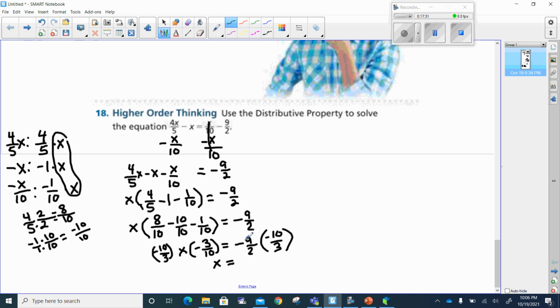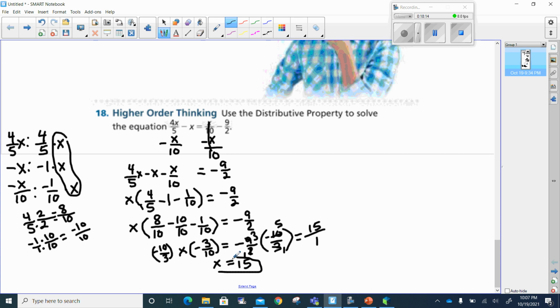I can use the butterfly method, and I see that 9 and 3 are both divisible by 3. 3 divided by 3 is 1. 9 divided by 3 is 3. Now I have negative 3 times, well, I could use the butterfly method here too, can't I? I know 2 and 10 are both divisible by 2. 2 divided by 2 is 1, and 10 divided by 2 is 5. So now I have negative 3 times negative 5, and that's going to be a positive 15. And 1 times 1 is 1. And anything over 1 is itself, so that tells me that x is equal to 15.